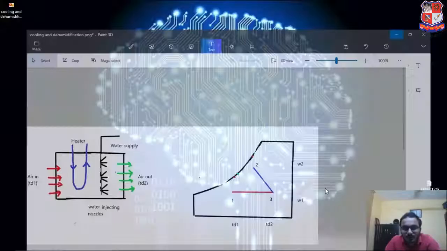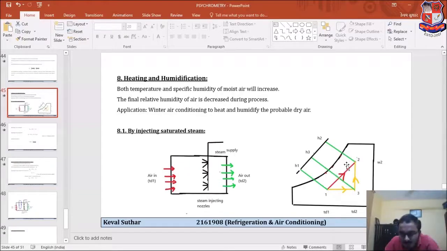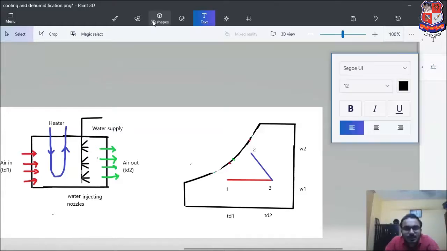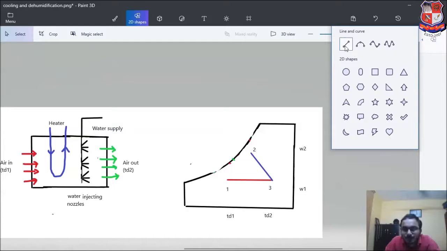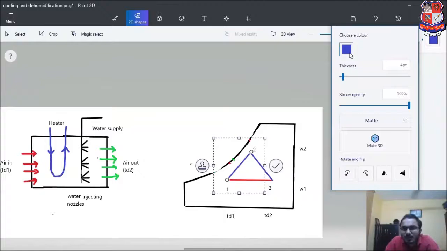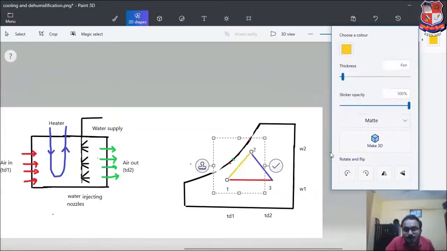So if you recall our previous theory, we were directly going from 1 to 2, that is this red color portion. Now here what is happening is that we are going through a longer route. That is, we first go from 1 to 3, through this heater, and then we go through the water spray. So we could have reached directly from 1 to 2 through our previous theory. So this is the second way that we can do this heating and humidification.